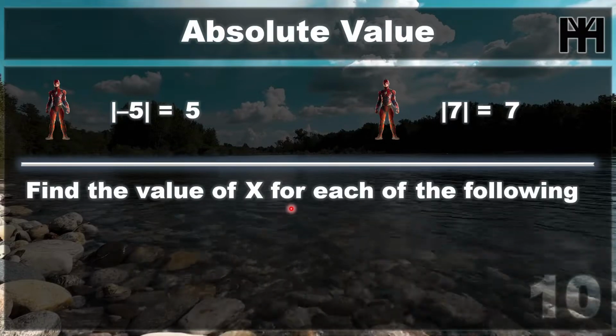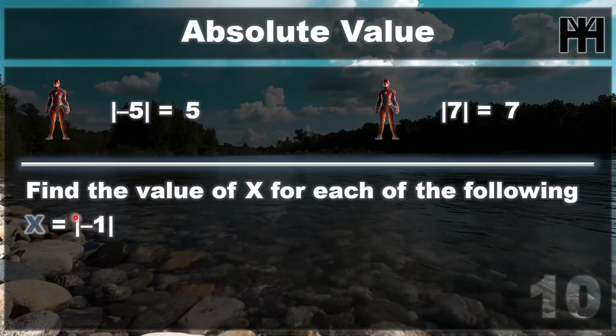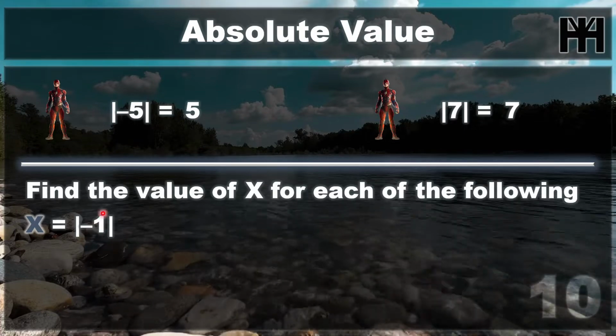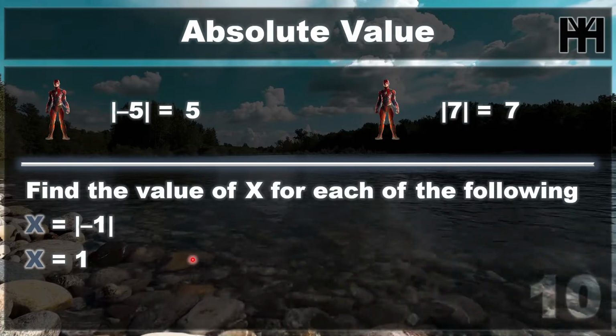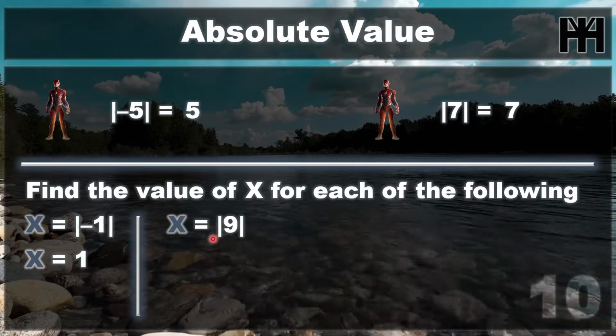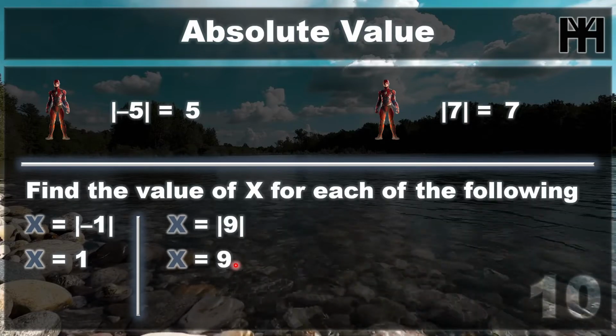Okay, find the value of x for each of the following. Okay, now we have x equal absolute value of negative 1. You remember, its job is to remove the negative, so x is equal to 1. Okay, here x equals the absolute value of 9. It will remain the same, so x is equal to 9.